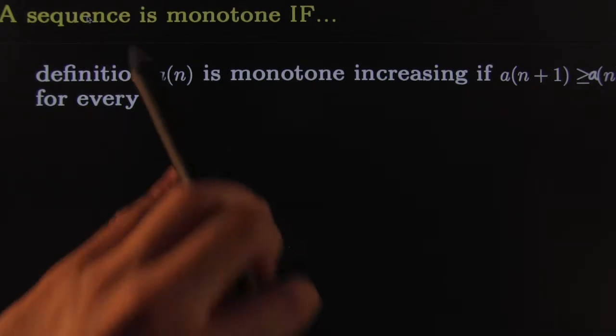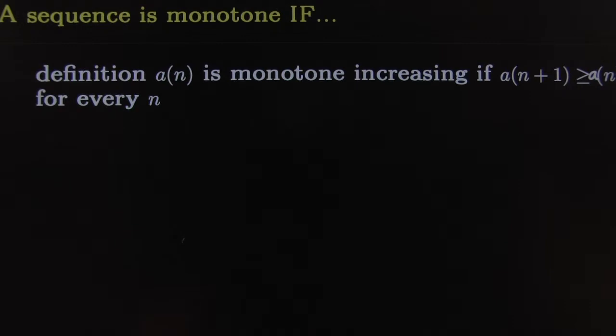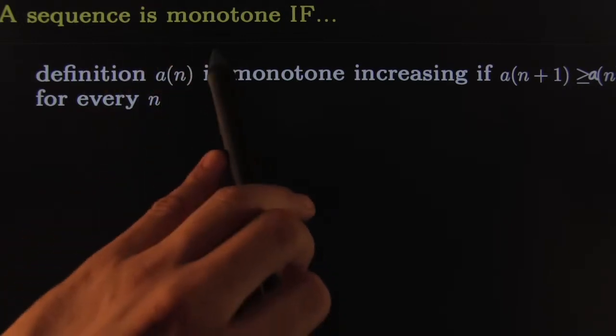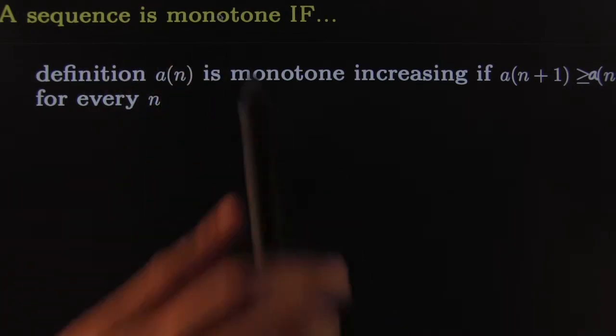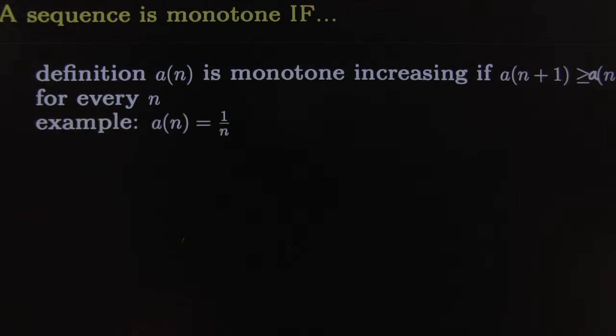Of course it gets interesting because sometimes it's not that easy to show that it's monotone, and it's important because a lot of theorems will depend on this property. If a sequence is monotone and increasing, all the magic happens. That's why it's important to know this word.